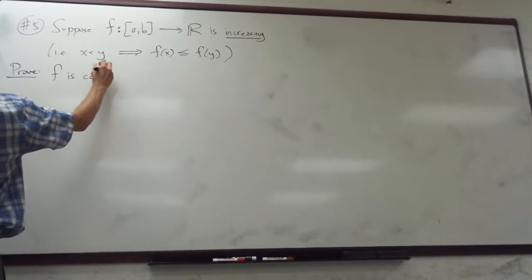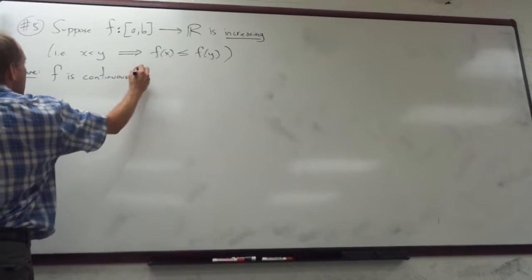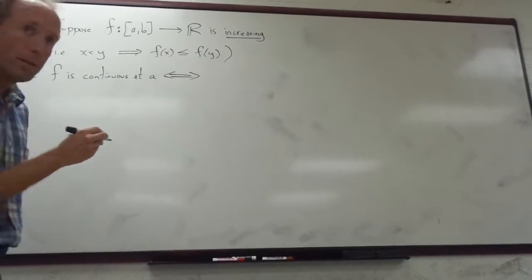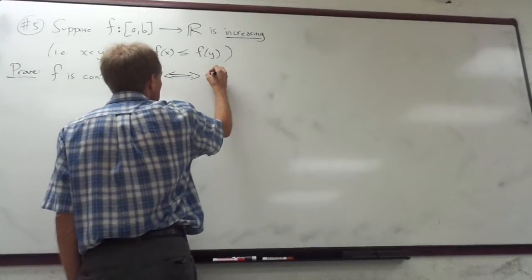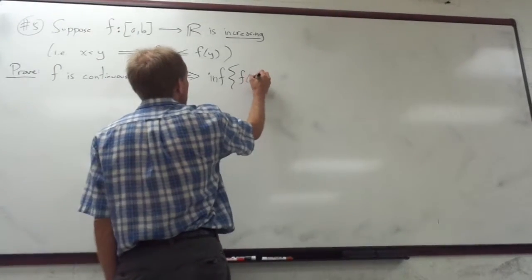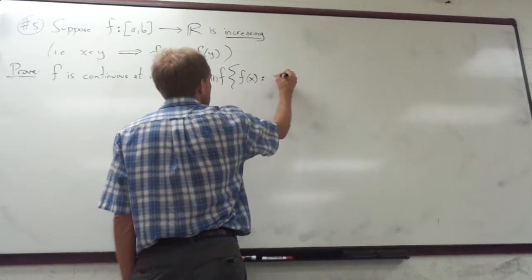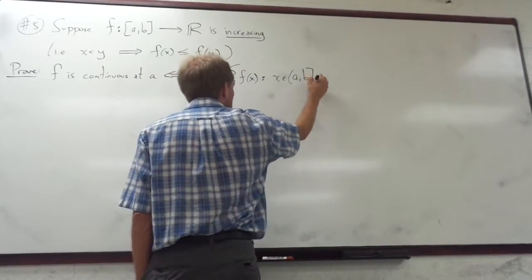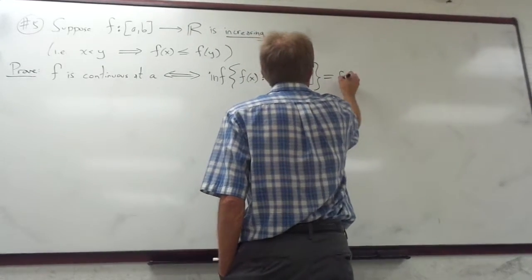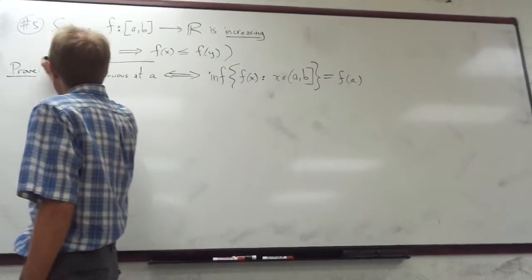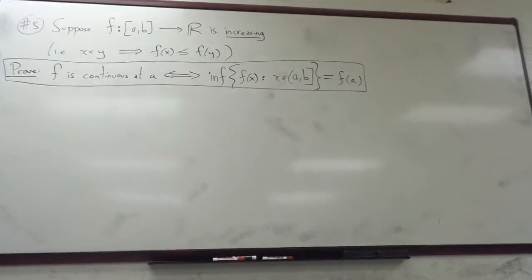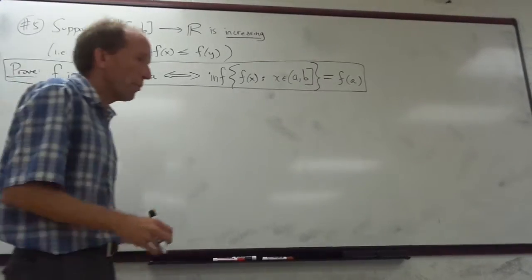f is continuous at a if and only if the infimum, oh boy, some old ideas coming back, the infimum of the f of x values where x is an element of the half open interval, so open at a and closed at b, the infimum of that set is equal to f of a. This is what we are going to prove. Okay. That is what we want to prove.